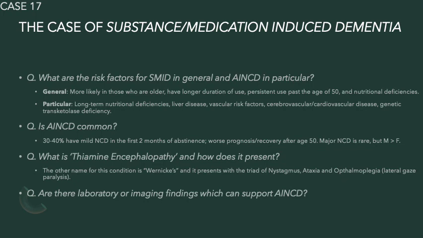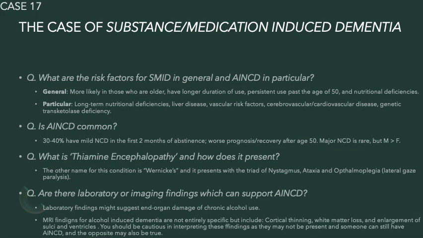Are there laboratory or imaging findings which can support alcohol-induced neurocognitive disorder? Laboratory findings might suggest end organ damage due to chronic alcohol use. MRI findings for alcohol-induced dementia are not entirely specific, but include cortical thinning, white matter loss, and enlargement of sulci and ventricles. Be cautious in interpreting these findings as they may not be present. Someone can still have alcohol-induced neurocognitive disorder without them. The opposite may also be true.